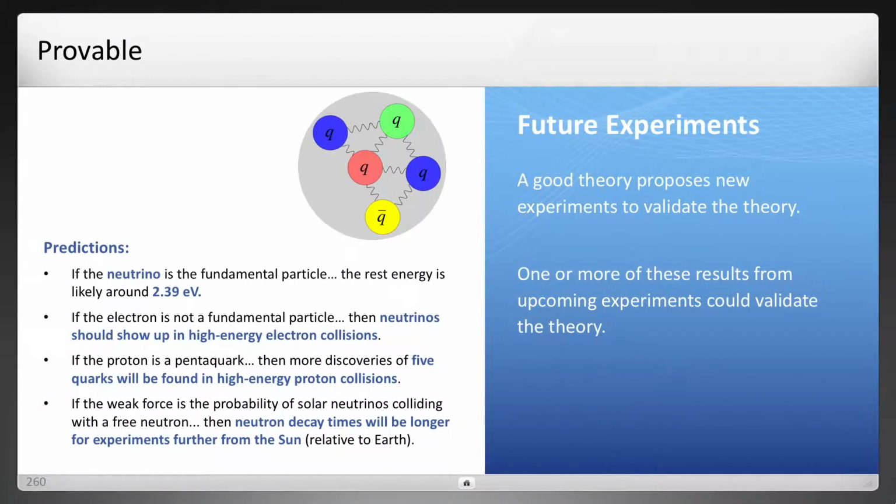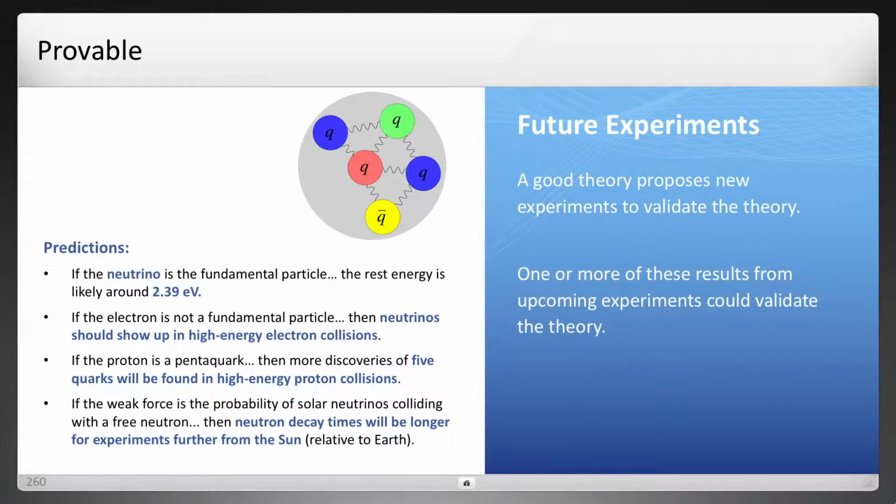But it should also be able to predict future experiments. Now, many of these experiments are rather difficult. A lot of it is high energy experiments, or some are based in neutrino experiments. And you see the list here.